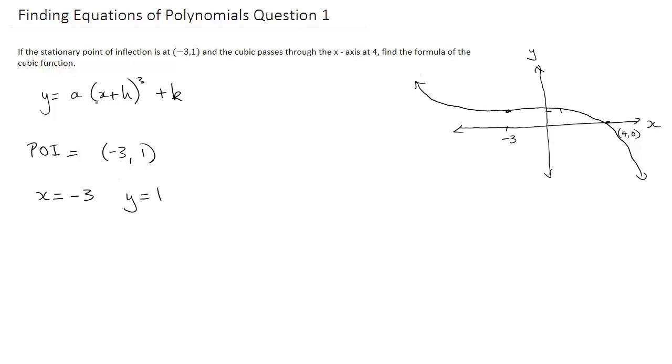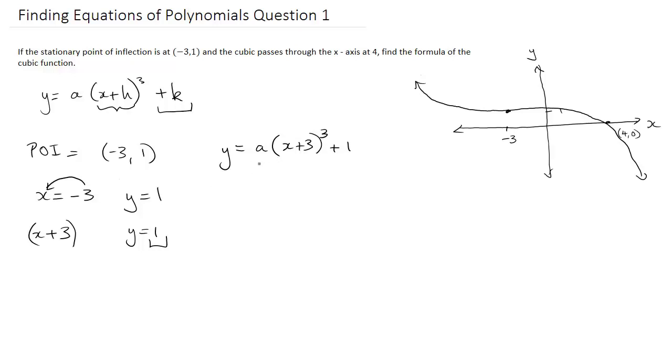Because we're trying to find x plus h, it's important to convert this into factor form, a bracketed form. So you move that over to the other side, and that becomes x plus 3, and y becomes equal to 0. Now you're able to substitute into y the equation a(x + 3) cubed, and then you know that k is the y value in the point of inflection, so that's +1. That's so far the building block of our equation.